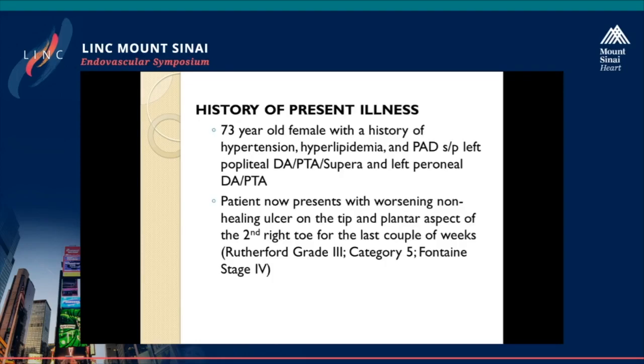Hi, good morning, everybody. So this is a 73-year-old female with a history of hypertension, hyperlipidemia, and PAD. The patient has previously undergone left popliteal atherectomy, as well as Supera and left peroneal atherectomy and a PTA. Now the patient presents with a severe non-healing ulcer at the tip and plantar aspect of the second right toe for the last couple of weeks. Rutherford grade 3, category 5, Fontaine 4.